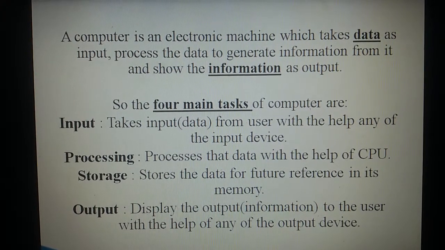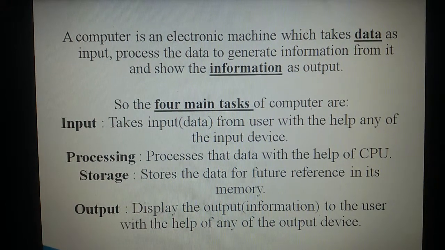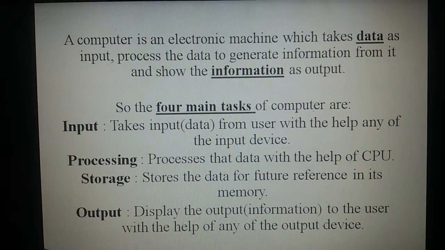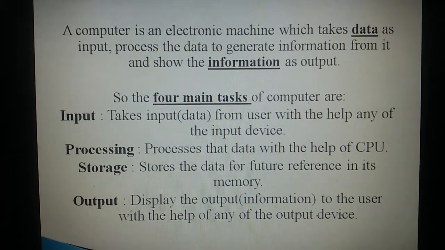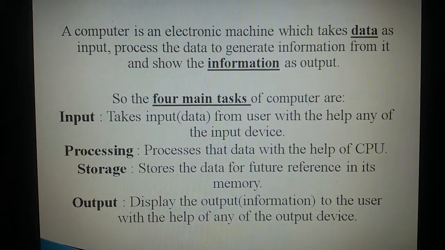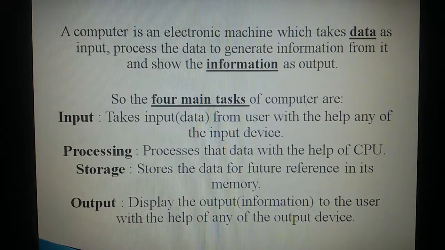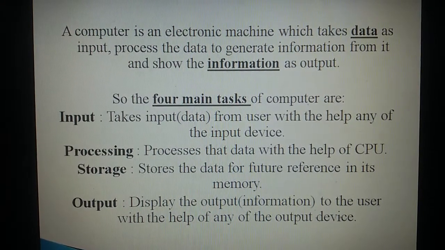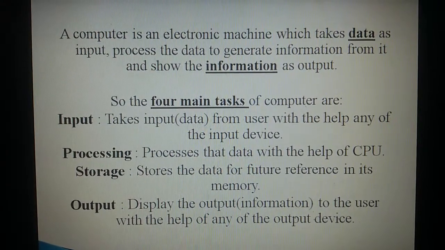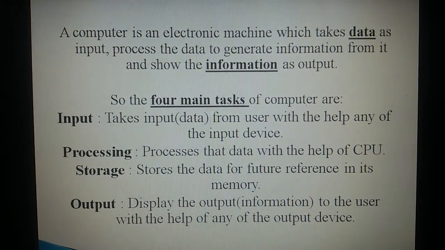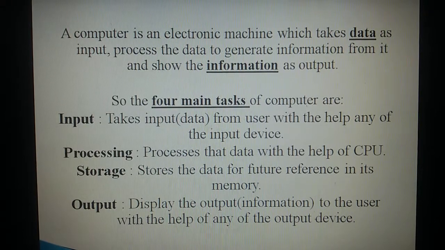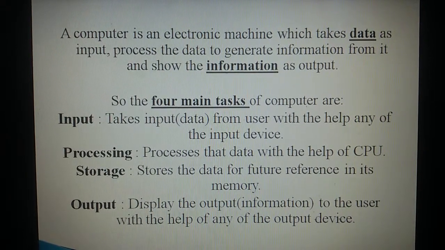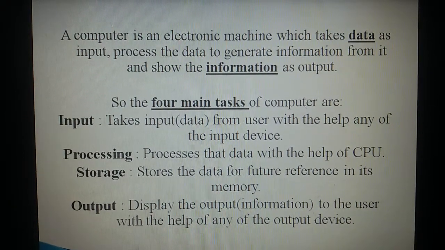So the four main tasks of computers are: input, which takes input data from the user with the help of any of the input devices. Processing, which processes the data with the help of the CPU. Storage, which stores the data for future reference in its memory. Output, which displays the output, or we can say information, to the user with the help of any of the output devices. All these four steps revolve in this cyclic pattern every time a user interacts with the computer.